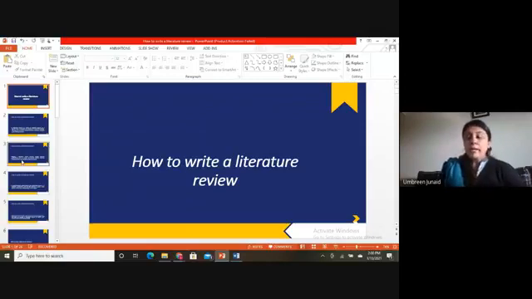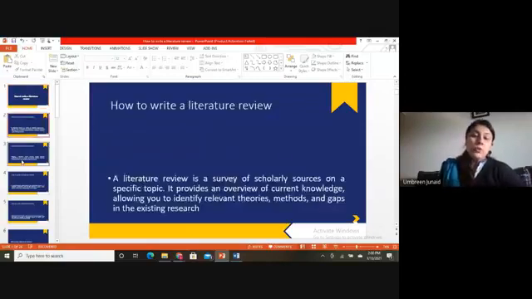So, starting with the topic, a literature review is a survey of scholarly sources on a specific topic. It provides an overview of current knowledge, allowing you to identify relevant theories, methods, and gaps in the existing research.